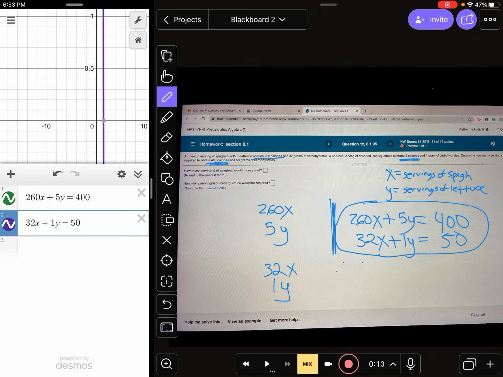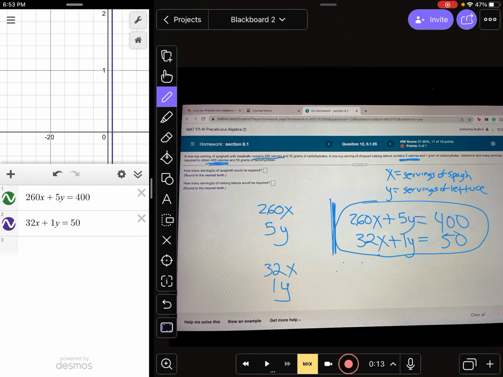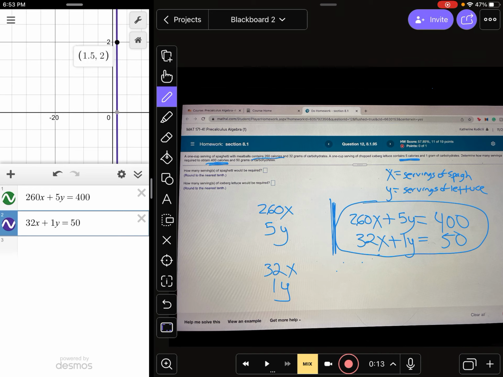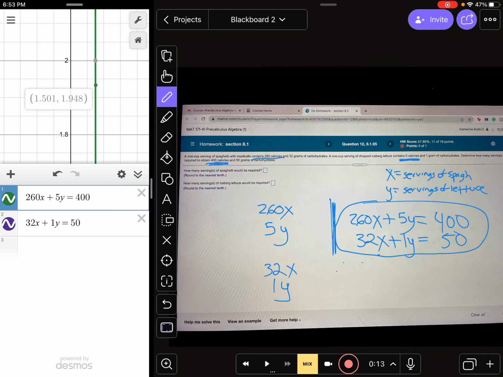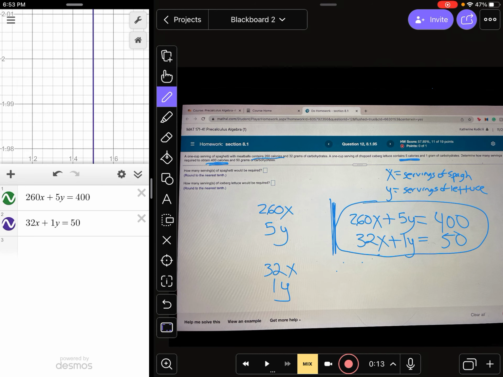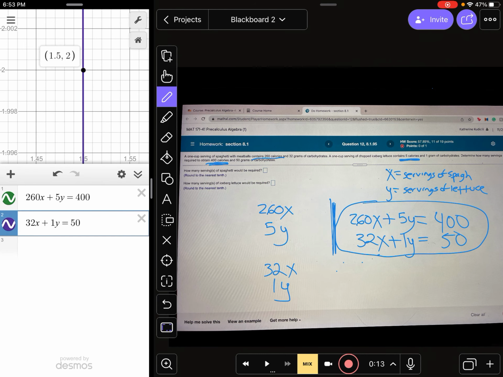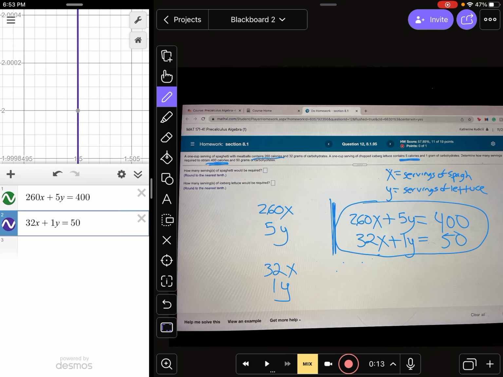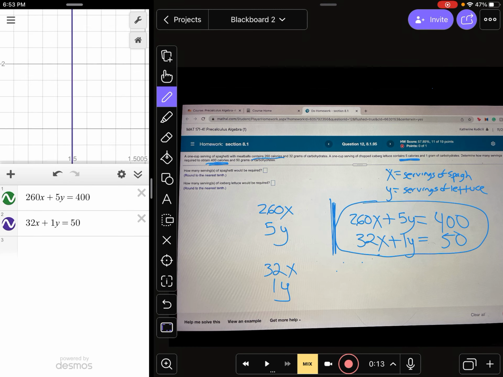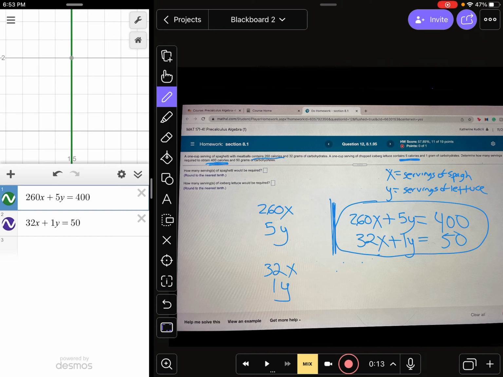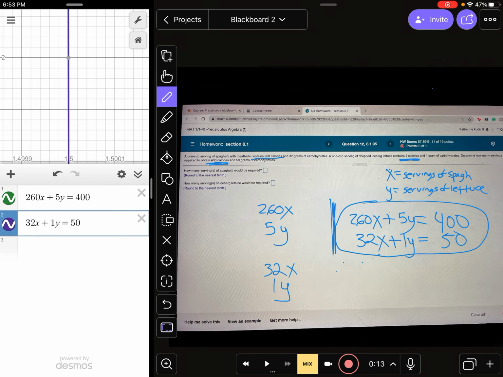That right there is just the x-intercept. That's not what I want. There it is. Right there is where they cross. And if I zoom in, you'll see it. Right there. You really got to zoom in really close to see where they cross, because the graphs are pretty much right on top of each other. But it doesn't matter. 1.5 and 2, that's going to be your solution. x equals 1.5, y equals 2.